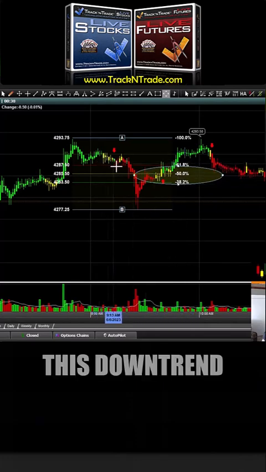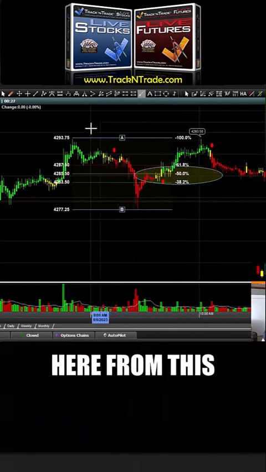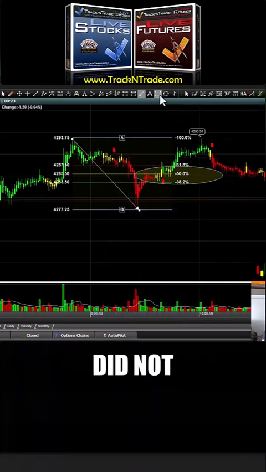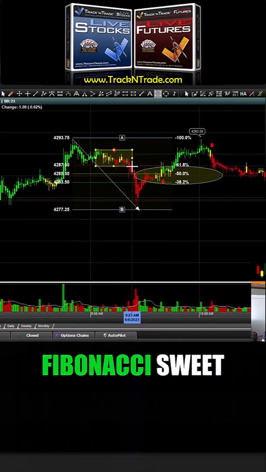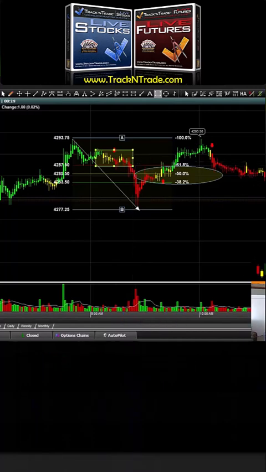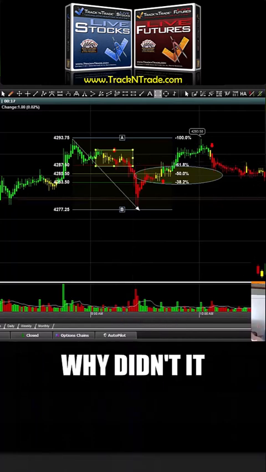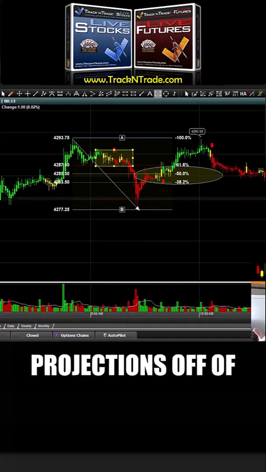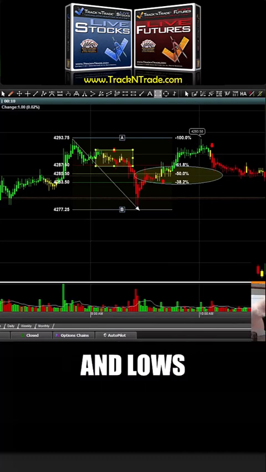But you'll notice that on this downtrend from this high to this low, the yellow zone did not go through the Fibonacci sweet spot. They didn't match up. So you're like, well, I don't understand. Why didn't it work? Well, it did work. What we're doing is we're using the projections off of the sweet spot, not off of the highs and lows. Now remember, we're not looking at the highs and lows here.